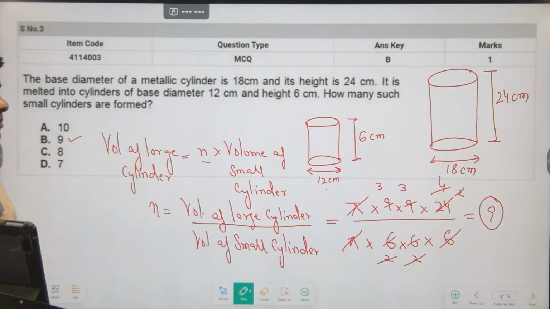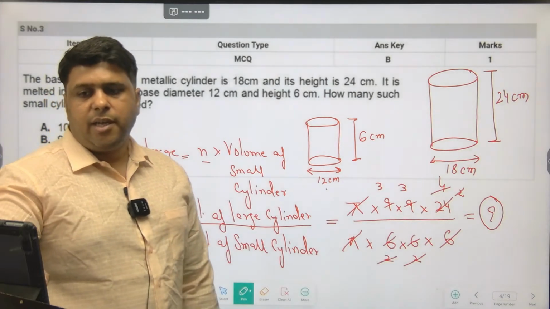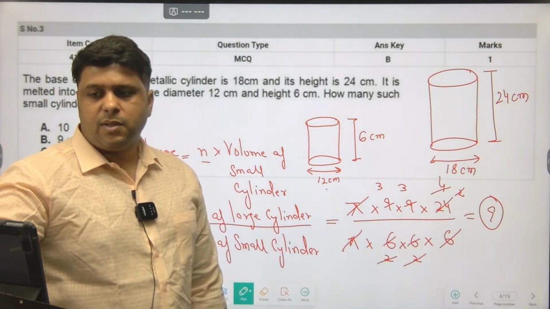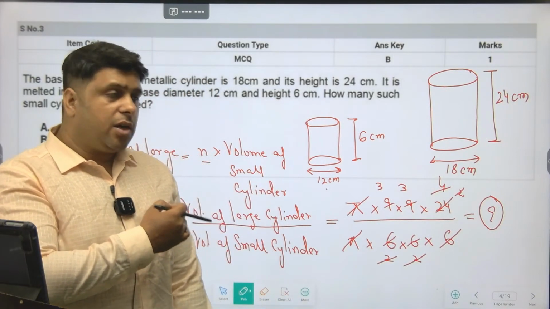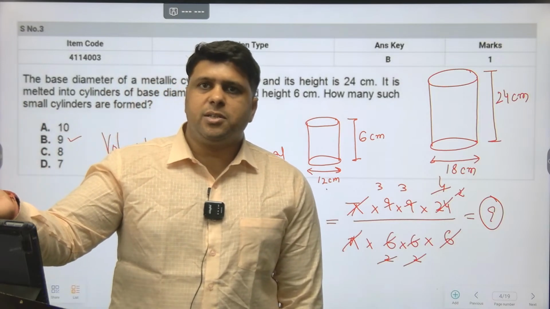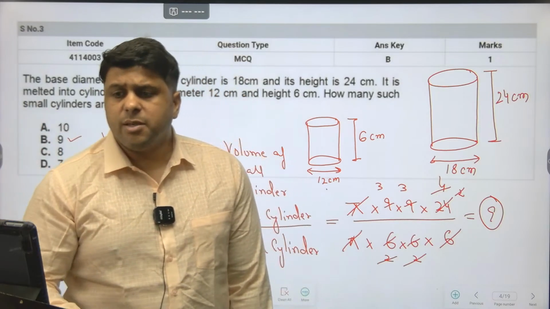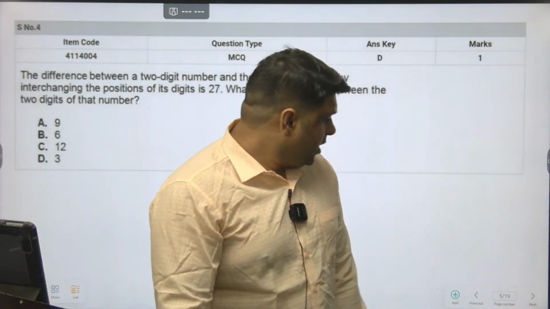9. Okay guys, it is easy to solve this one also. In this exam, I have noticed they have asked around 3 to 4 questions on this concept only, where volume is staying the same or surface area is staying the same. Next question, let's move to the next question.